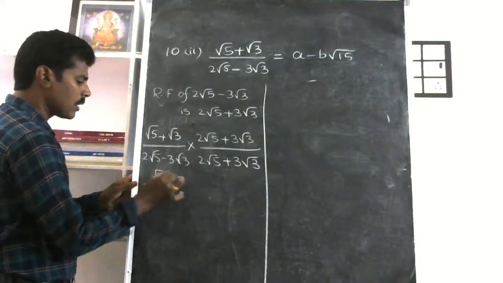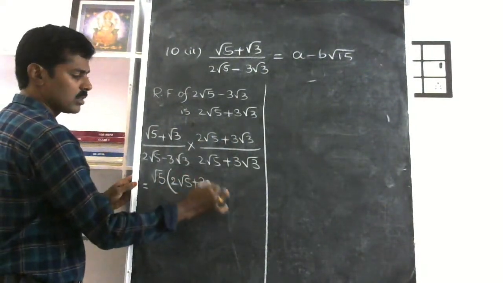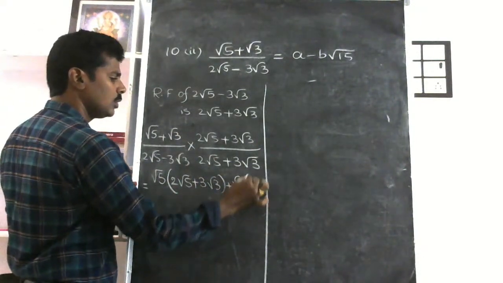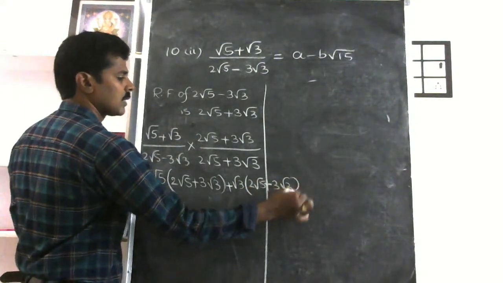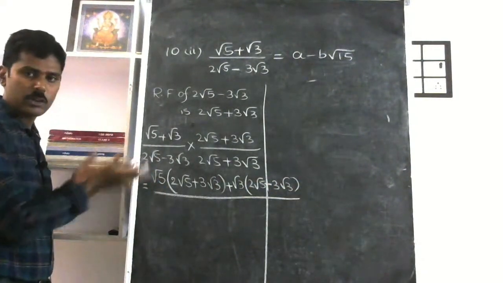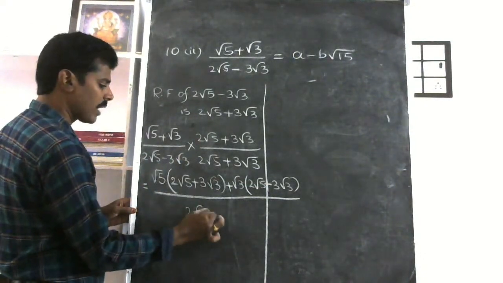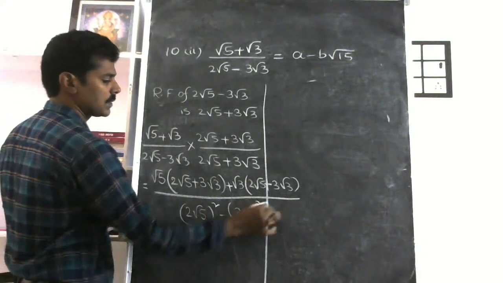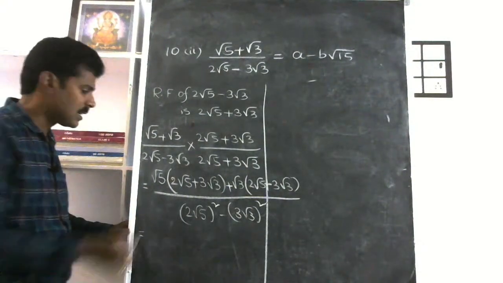First I have to multiply √5 into (2√5 plus 3√3) plus √3 into (2√5 plus 3√3), whole divided by the denominator. Always we know that (a minus b) into (a plus b) gives a square minus b square, so I will get (2√5) whole square minus (3√3) whole square. This is simple. And now I am applying my logic here.